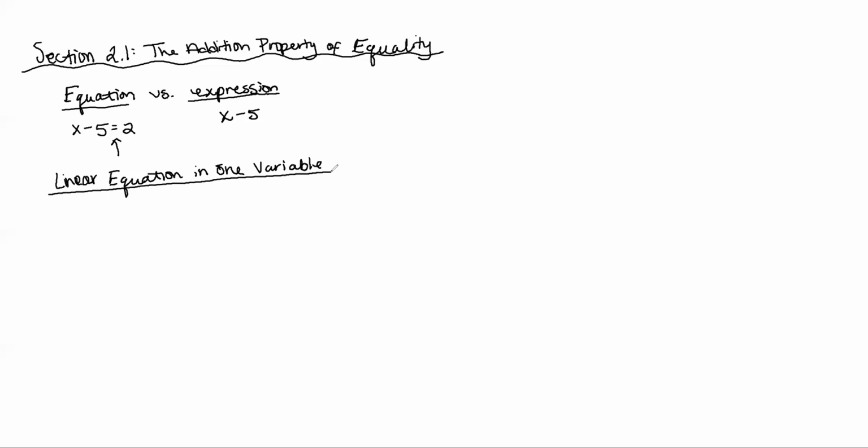And so standard form of a linear equation in one variable is going to be ax plus b equals c. And so a, b, and c are going to be real numbers. And so that's just any of our numbers that we've been working with. We're just not working with those imaginary numbers.